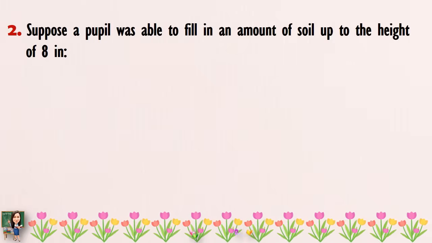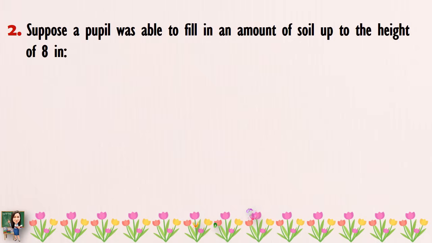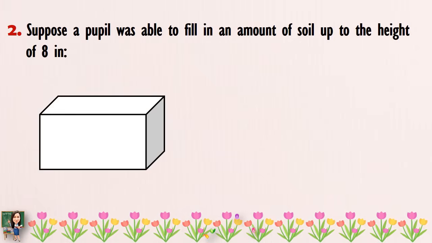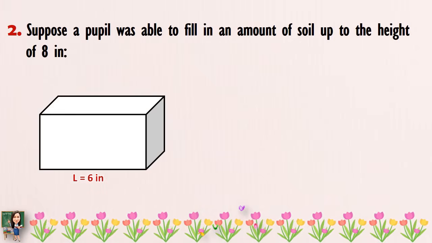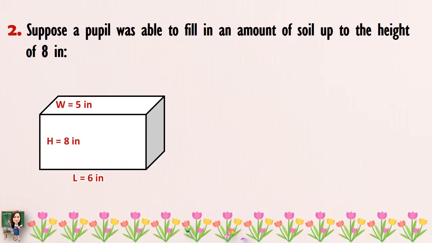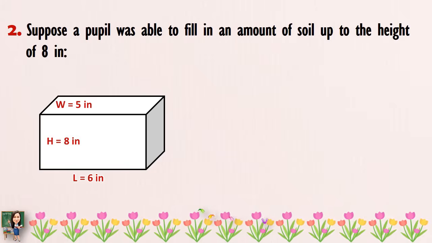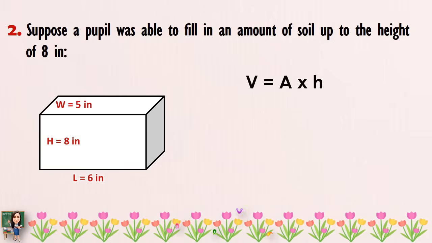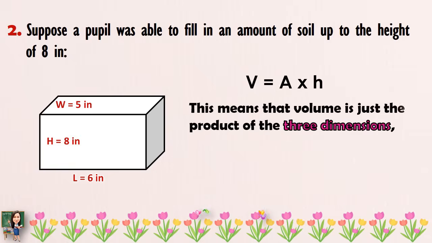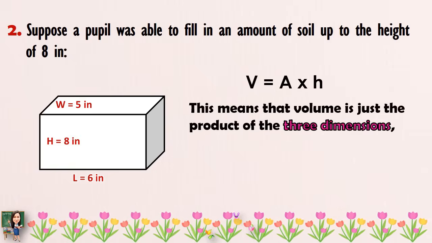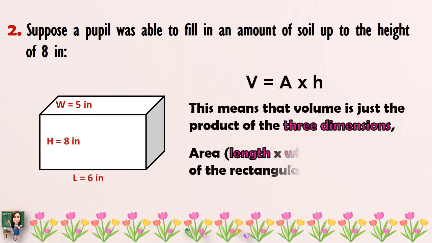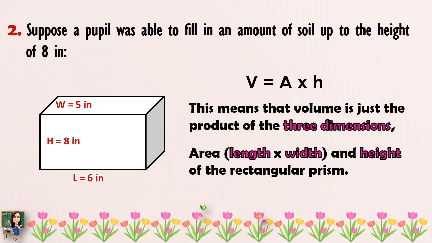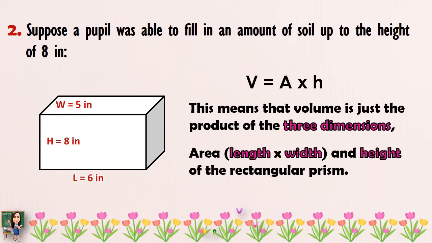Second, suppose a pupil was able to fill in an amount of soil up to the height of 8 inches. So remember, the length of this rectangular prism is 6 inches and the width is 5 inches. Now the height is 8 inches. Now we will get the volume of this rectangular prism. The formula is volume equals area times height. This means that volume is just the product of the three dimensions: area, which is the length times width, and height of the rectangular prism.